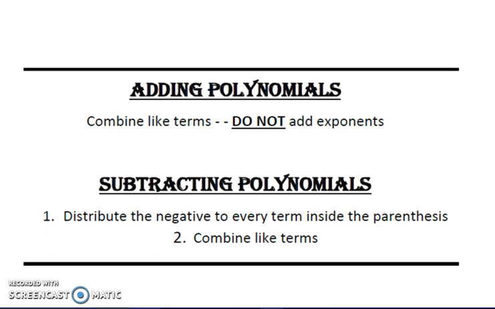When we subtract, the big thing we need to do is distribute that negative to every term inside the parentheses. This negative is going to be like multiplying by a -1. Then we're going to do the same thing as before. We're going to combine our like terms.